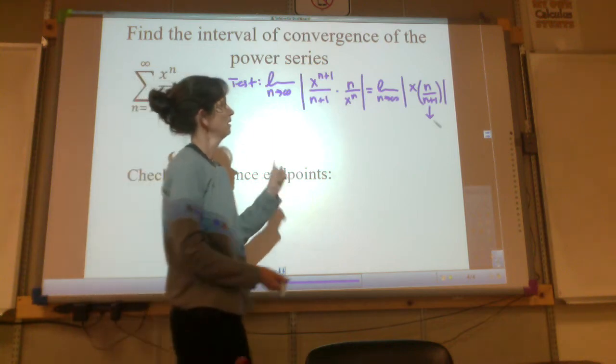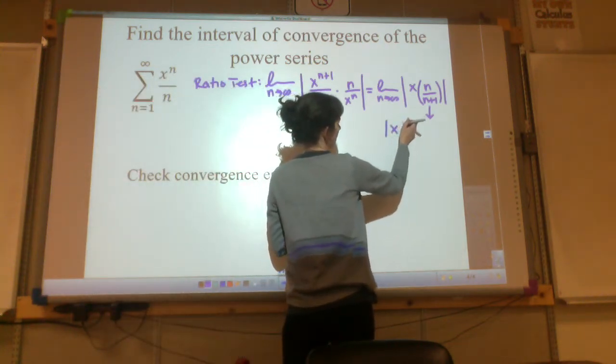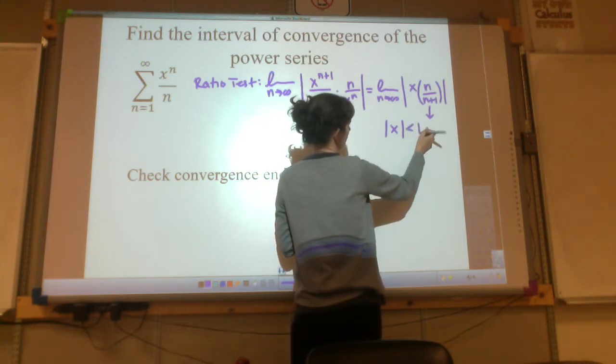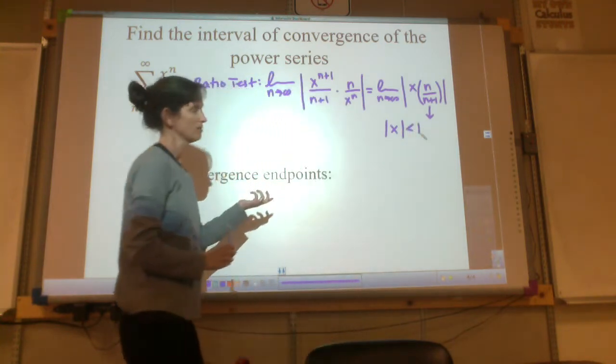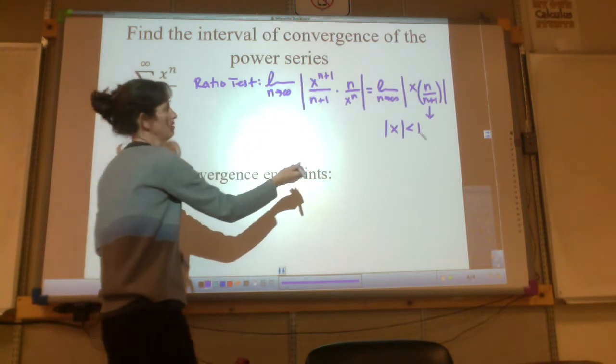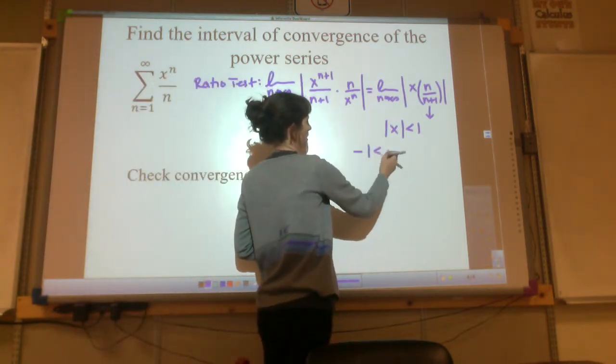Because the powers are the same, I get the absolute value of x, and I need that to be less than 1 to converge. And so my radius of convergence is 1. This also gives me an interval of convergence of -1 to 1.